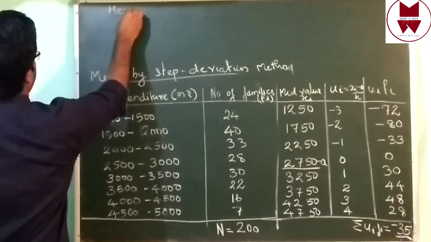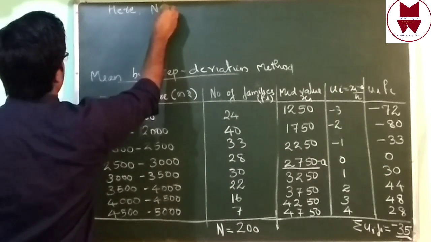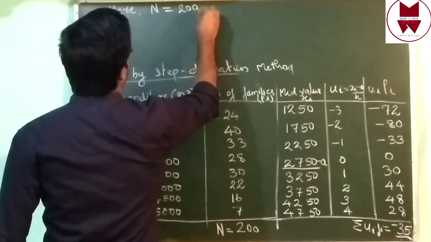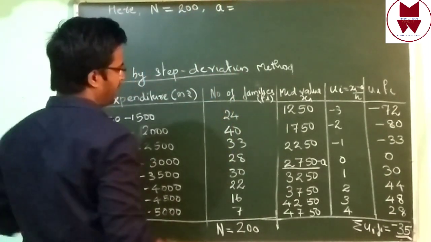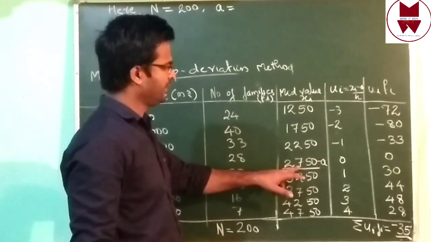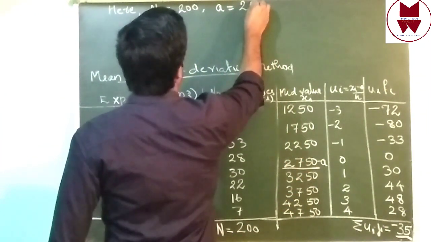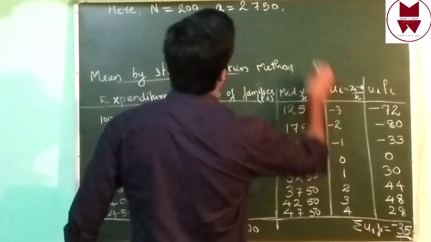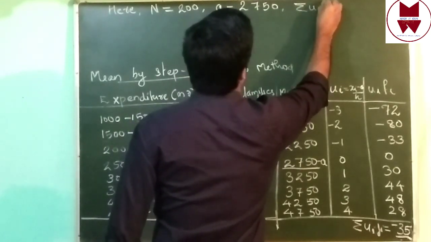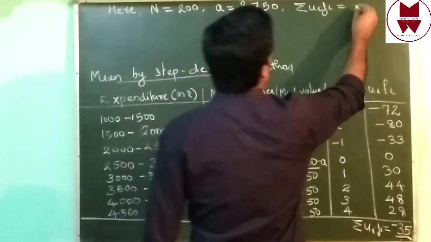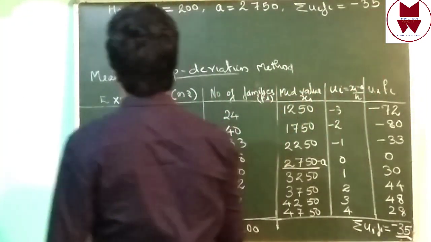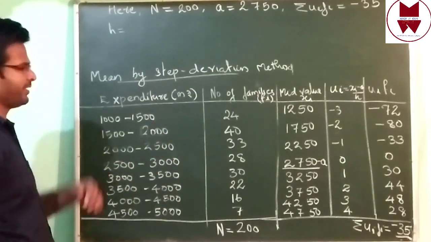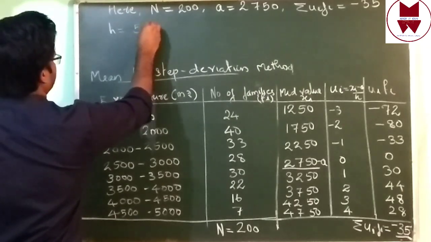Then here we can write all the values. N we already got, that is 200. Then A means we already took 2750. Then sum of ui fi equal to minus 35. Class width h we need, that means 1500 minus 1000, we will get 500.